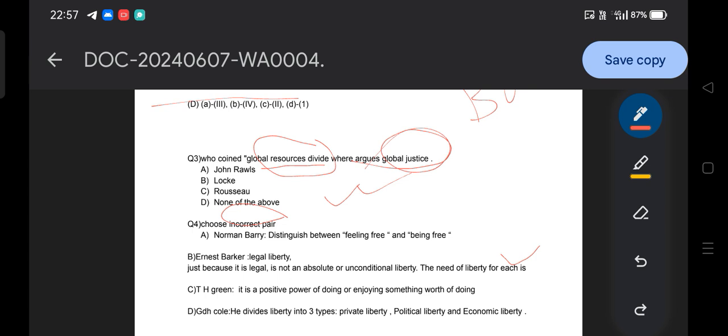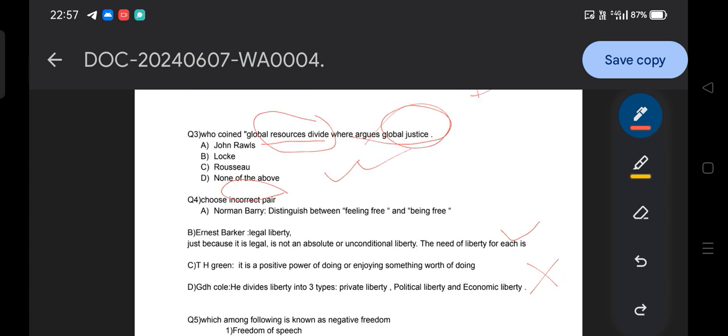Then G.D.H. Cole, he divided liberty into three types: private liberty, political liberty, economic liberty. No, it is incorrect. So, who divided liberty into three types: private liberty, political liberty, and economic liberty? Harold Laski. He also wrote a book, A Grammar of Politics. In which year? 1925. Is it 1925 or not?